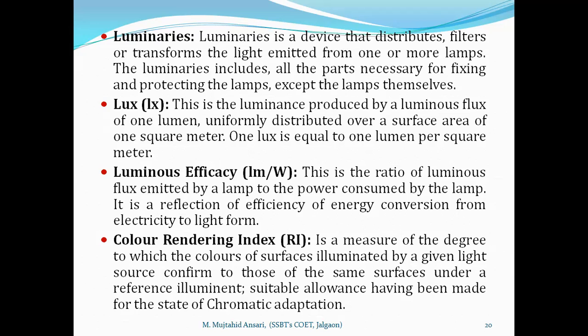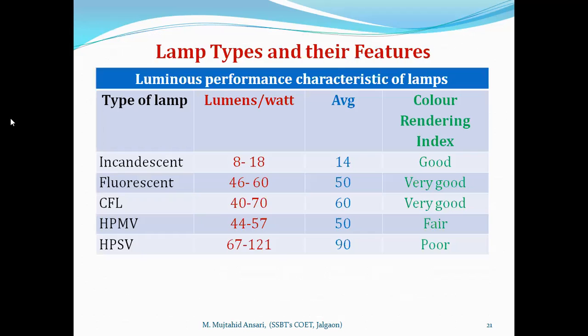We found that the color under the mercury vapor lamp, and especially the sodium vapor lamp, is quite different, or totally different. So the color rendering index of the sodium vapor lamp is the least as compared to other types of light source. Now here the lamp types and their features are given: the incandescent lamp, which is just a filament lamp, the fluorescent lamp, CFL lamp, HPMV and HPSV, the high pressure mercury vapor lamp and high pressure sodium vapor lamp.